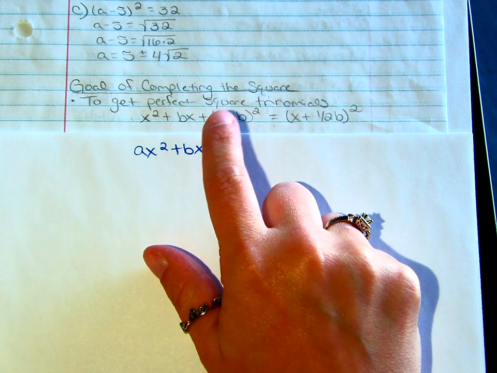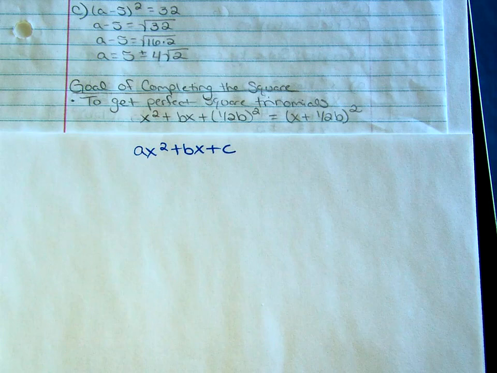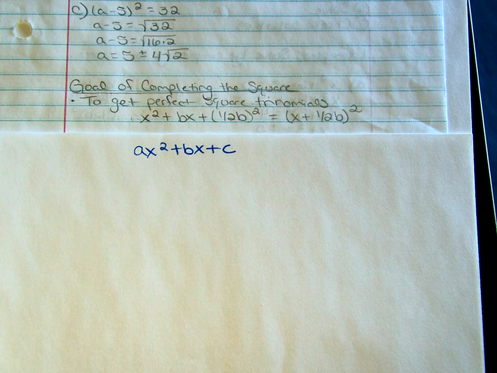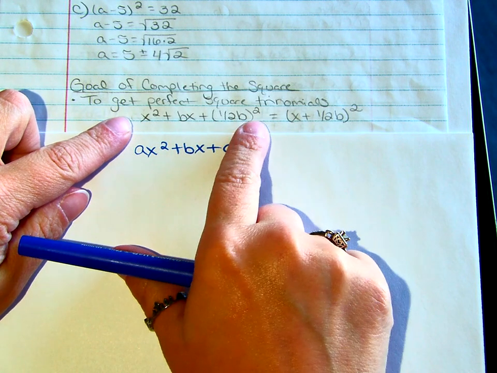So if c equals 1/2 b quantity squared, then it will factor into a perfect square trinomial. And like I said, most of the quadratics you're given will not be that way. And so we're going to learn some steps to make them perfect square trinomials. And this works, this x squared plus bx plus 1/2 b quantity squared.